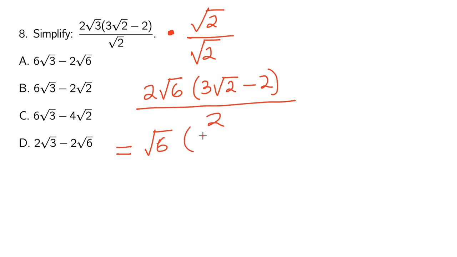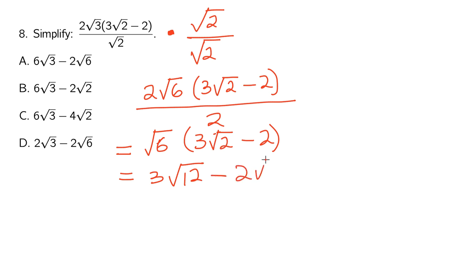Square root of 6 times 3 square root of 2 minus 2. We can expand, and then we get 3 times square root of 12. Square root of 6 times square root of 2 is square root of 12. And then we have minus 2 times square root of 6.